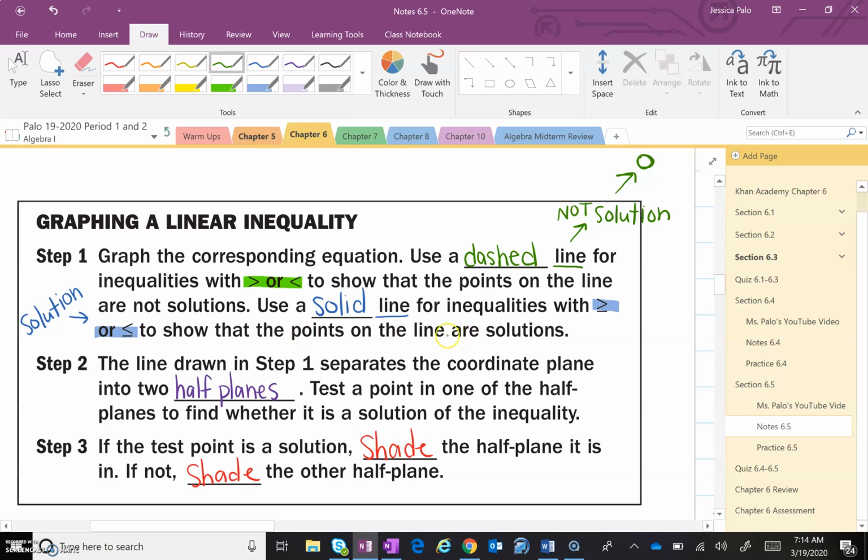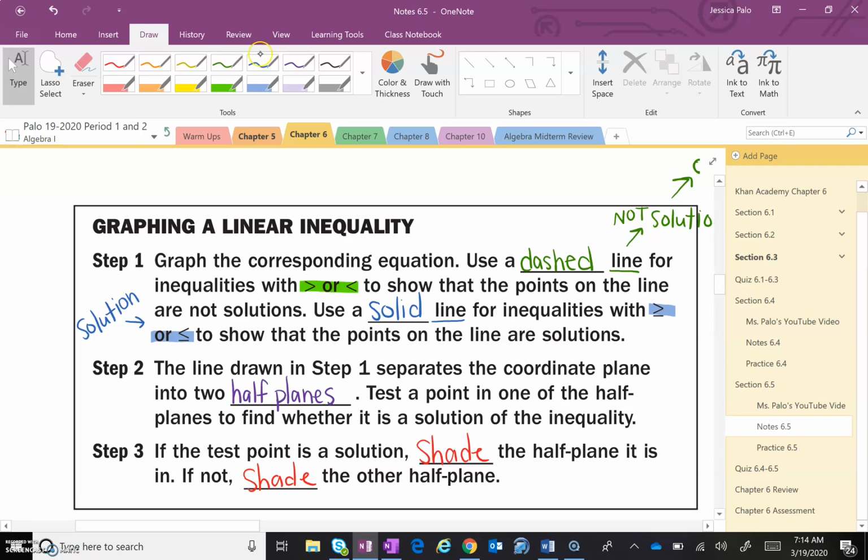Then we would use a solid line for inequalities that are greater than or equal to or less than or equal to. That solid line is similar to that closed circle. And we know on a number line that closed circle means that that value is a solution to the inequality. The same goes for the coordinate plane. The solid line means that all those values that fall on the solid line are solutions of the inequality.